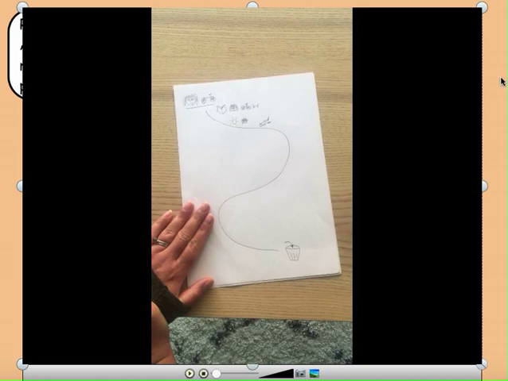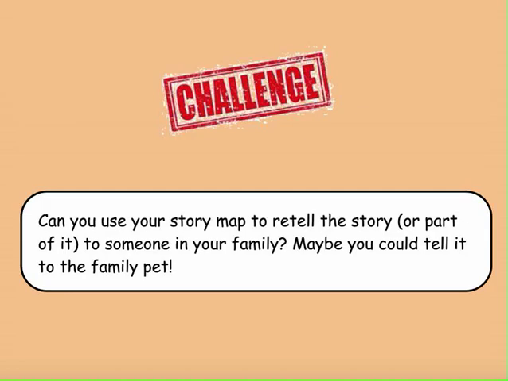Okay, so that is your job. You need to draw the story map using pictures or symbols to help you remember. Have a go. You can do this on just a plain bit of paper. And after you've done that, here is your final challenge of this lesson. After you've done that job, make sure you take a picture of it and upload it to Google Classroom. And can you use your story map to retell the story or part of it to someone in your family? Maybe you could tell it to the family pets.